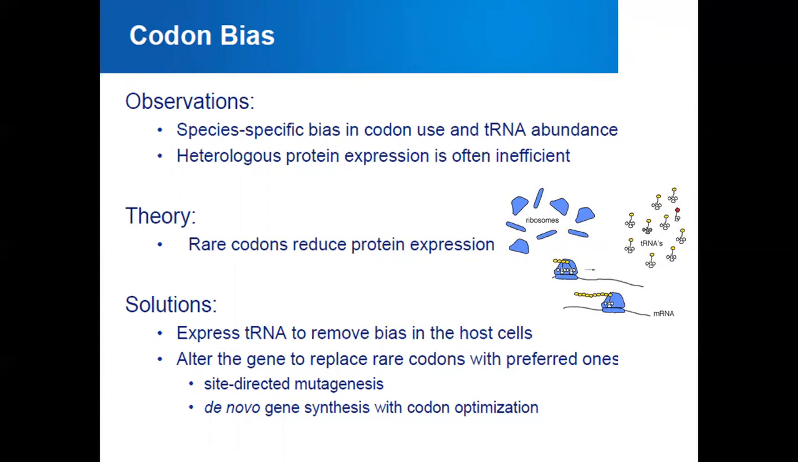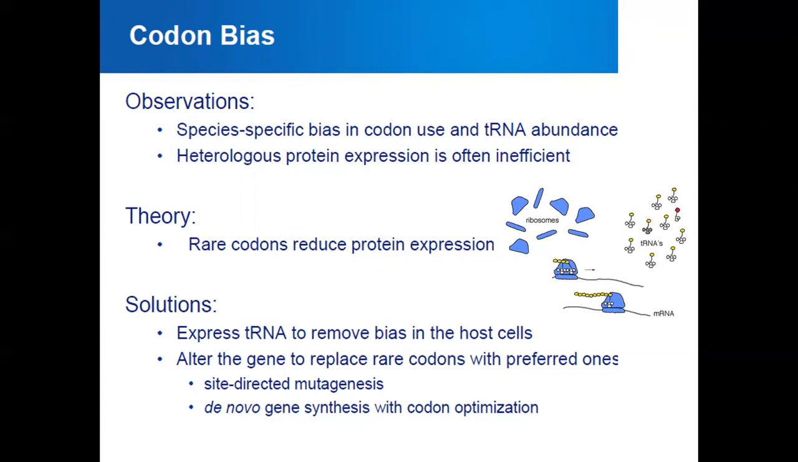So what are the solutions to this? Actually, there are two main solutions. Because the rare codons have rare transfer RNAs, the first one is to express the rare transfer RNA to remove the bias in the host cell. Another is, if that doesn't work, then we should go for gene synthesis.